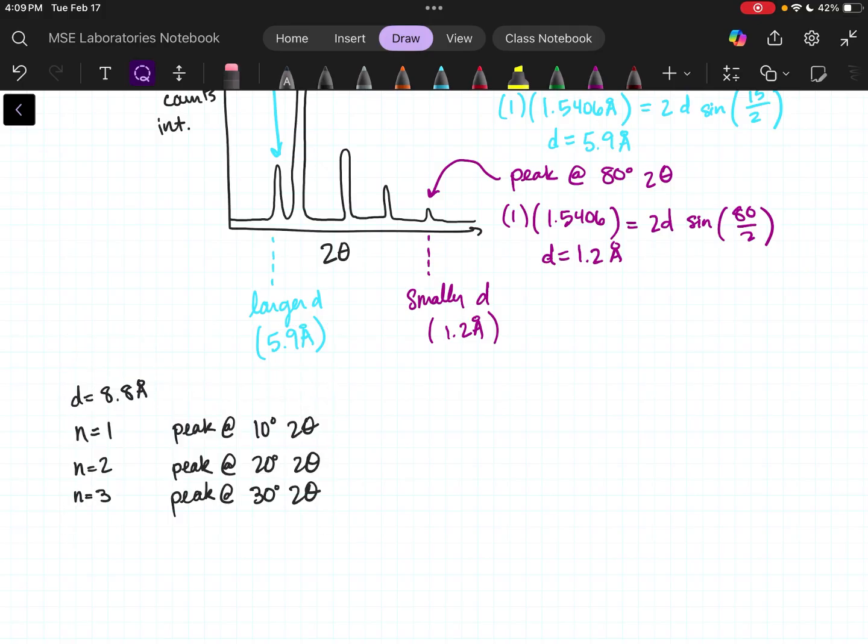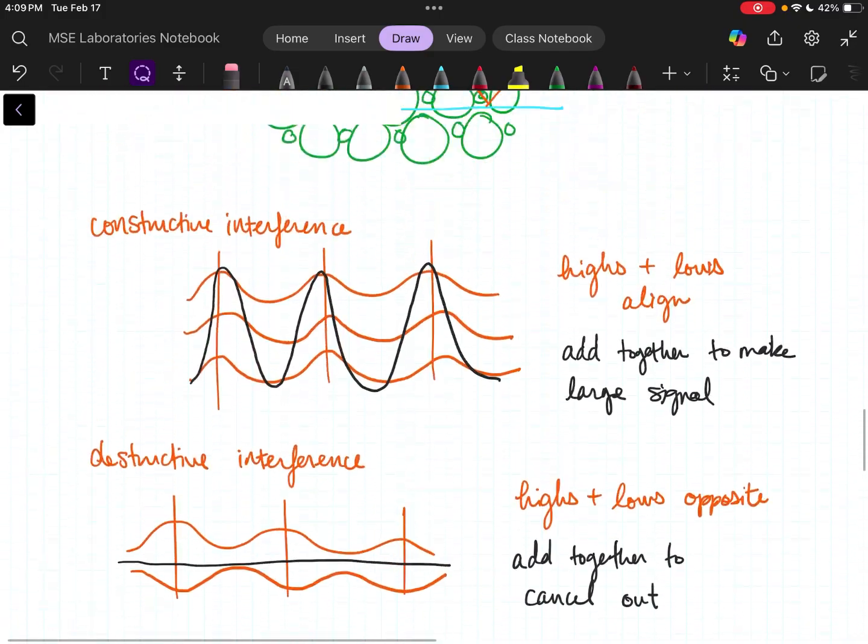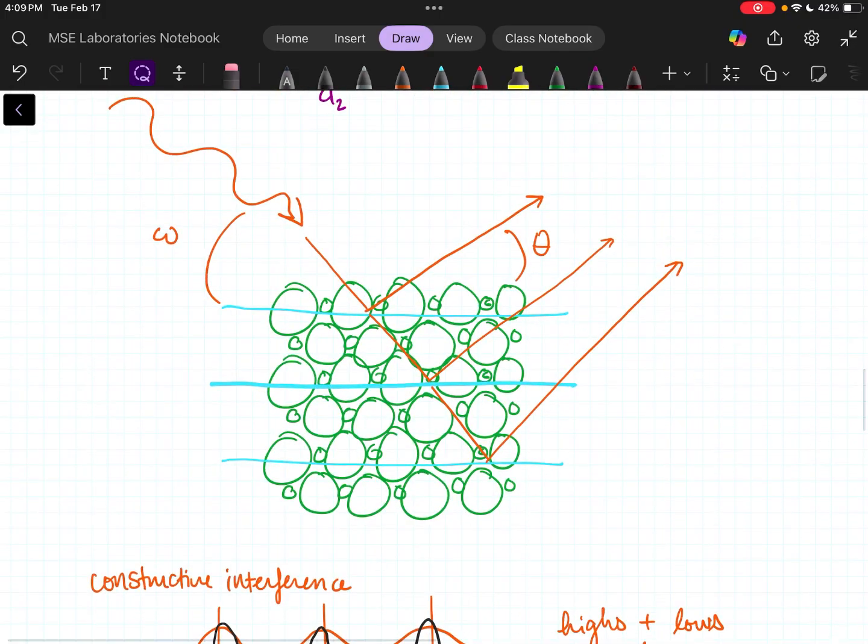This is a very large D spacing. What I've chosen as an example here, 8.8, is quite a bit larger than you're going to see in really any metal or ceramic. That would be an organic kind of question here. But what this is saying is that I have various depths.